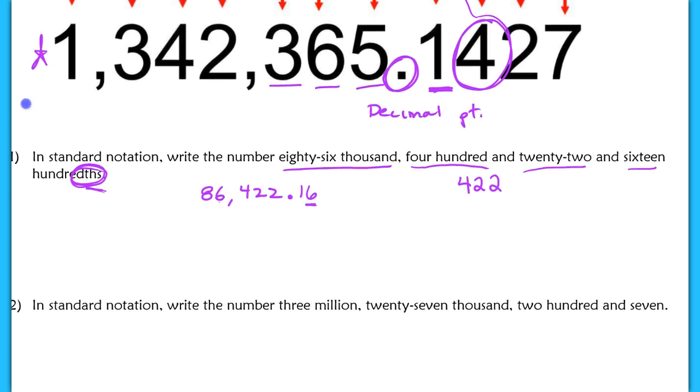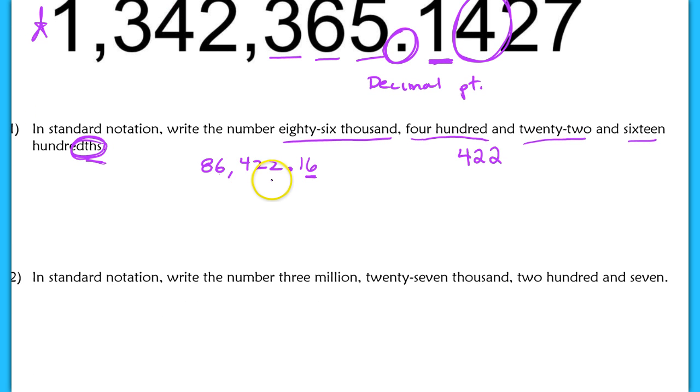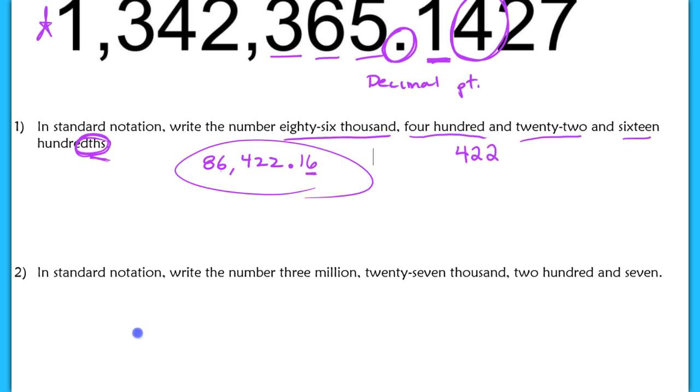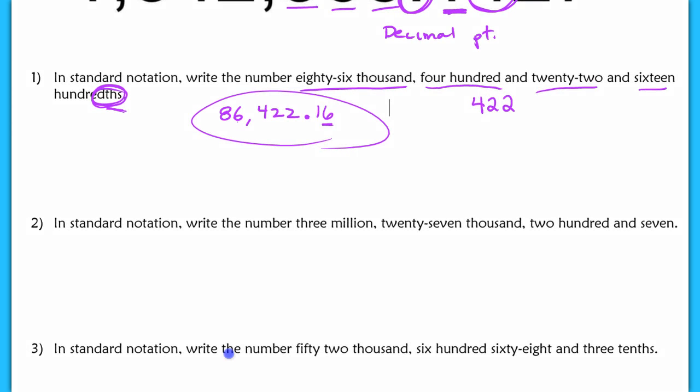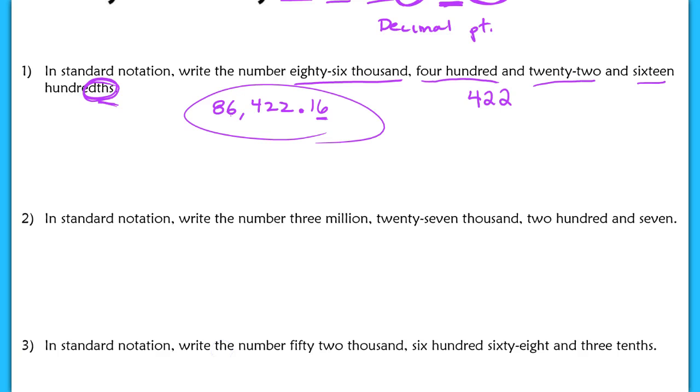So this would be the number 86,422 and 16 hundredths written in standard form. Okay, so that's standard notation right there. Now in problem 2, it asks us very similarly to write the number 3 million, 27 thousand, 207. All right, now in this case, I don't see anything that says hundredths or thousandths with a THS.